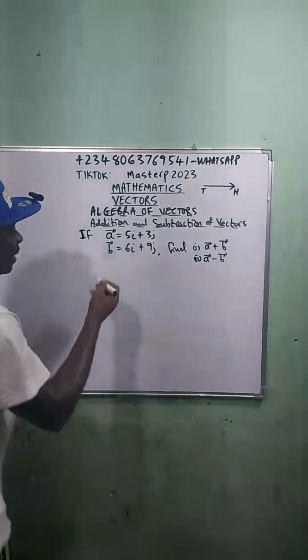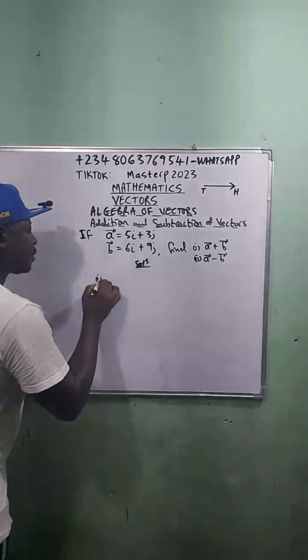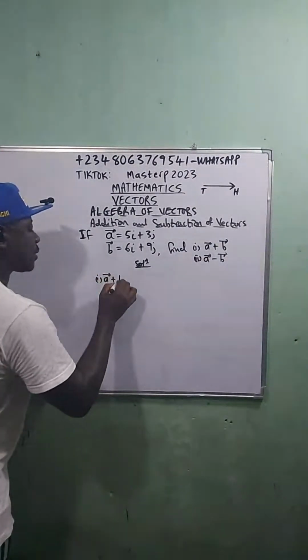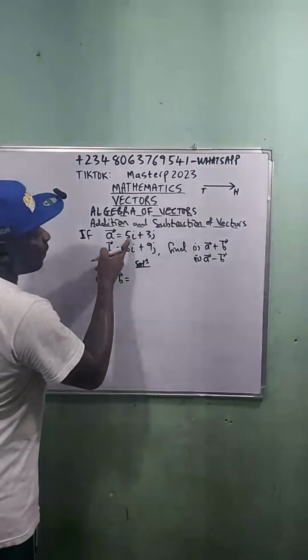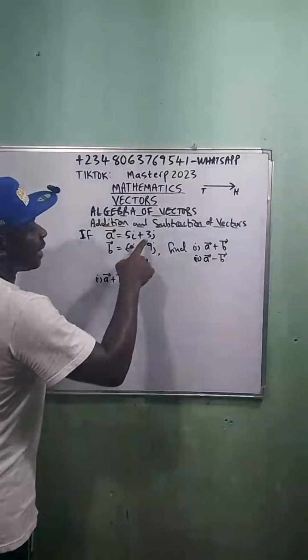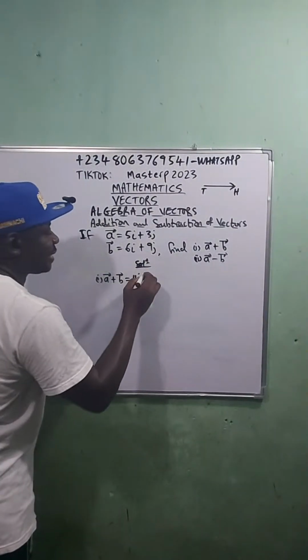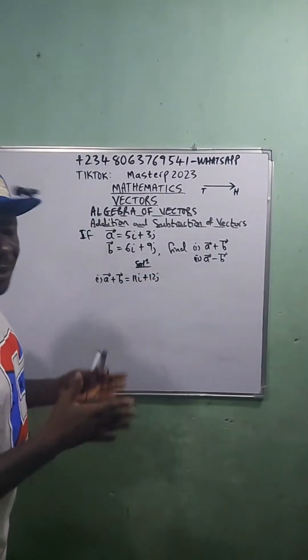So for this example, the solution: vector A plus vector B simply means I should add corresponding components. 5i plus 6i will give me 11i. Then 3j plus 9j is going to give me 12j. That is the answer based on addition.